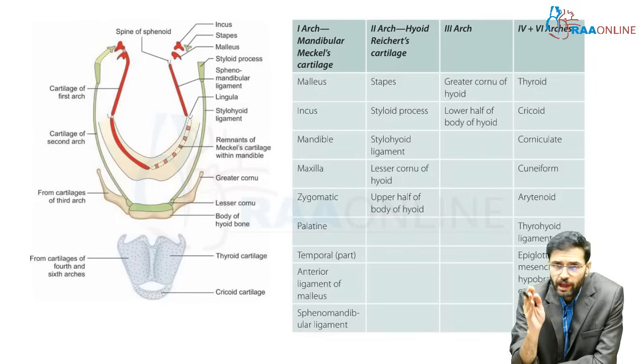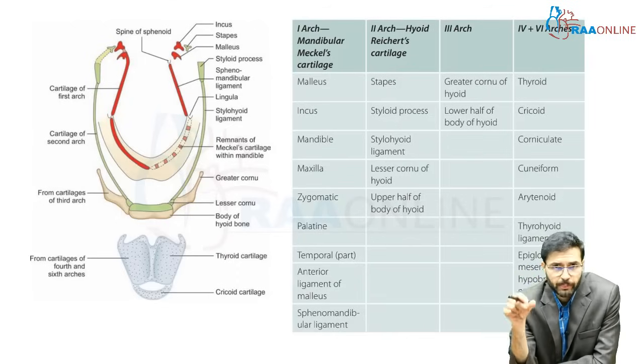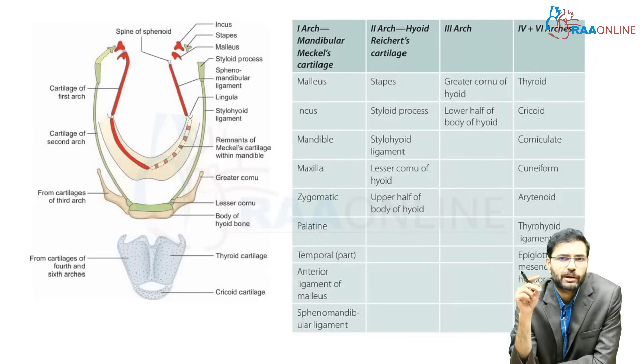It has a ventral and a dorsal component. The dorsal component gives rise to the stapes and styloid process. The ventral component gives rise to the superior aspect of the body of the hyoid bone and the smaller cornua of the hyoid bone, also called as the lesser cornua of the hyoid bone. And also the area between the ventral and the dorsal aspects of the cartilage disappears, leaving behind only a membrane or a ligament called as a stylohyoid ligament.